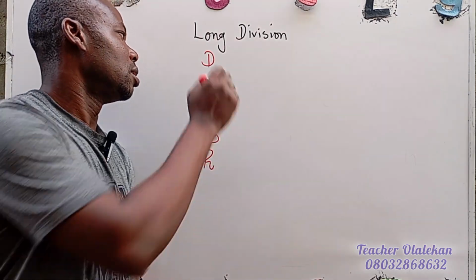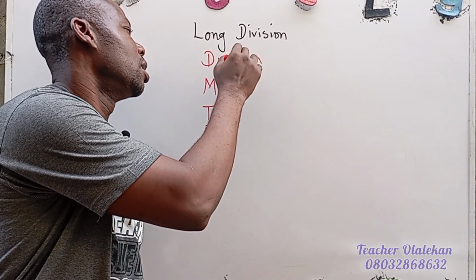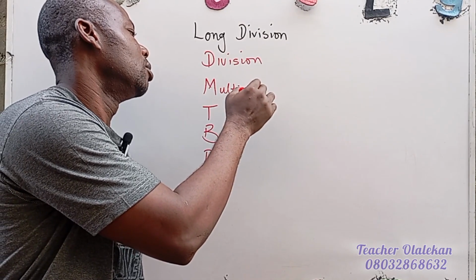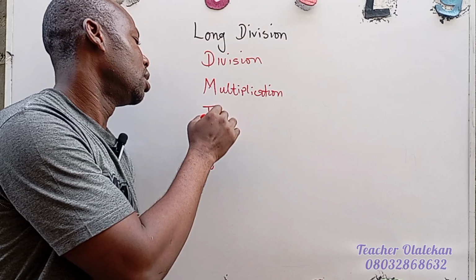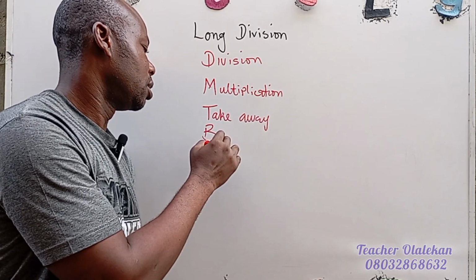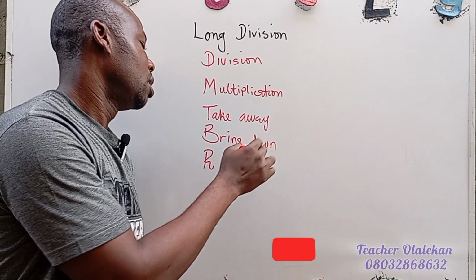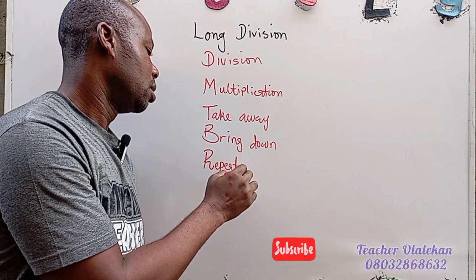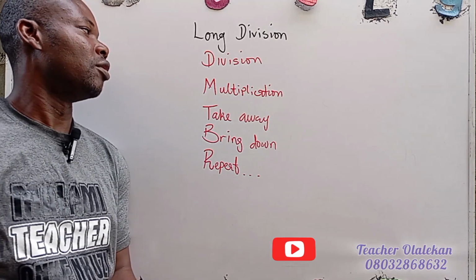So that's DMTBR. The D stands for division, the M stands for multiplication, so that means you multiply. The T stands for take away, and the B stands for bring down. That means you bring down the next number, and the R means that you repeat the process. So it just repeats the steps that you've made, that is, after you've brought down.